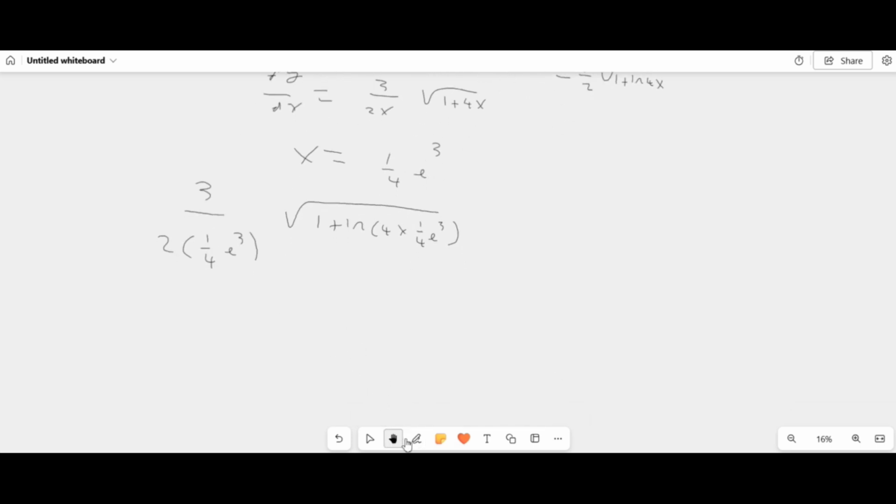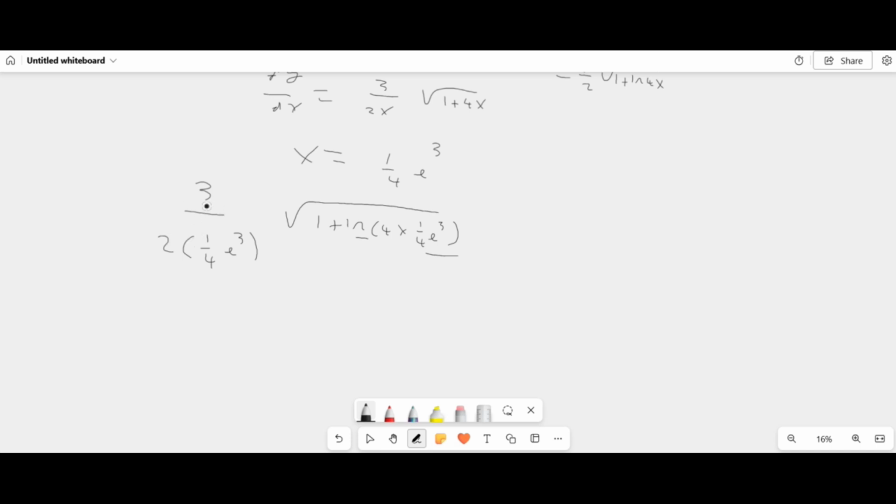Yeah. And obviously, ln and e are going to cancel, yeah. So therefore, 4 times 1 over 4 is just 1, yeah. So it's just ln of e3. So ln of e3 is just 3. So 3 plus 1 is 4. Square root of 4 is 2. So you've got 2 times this whole thing.